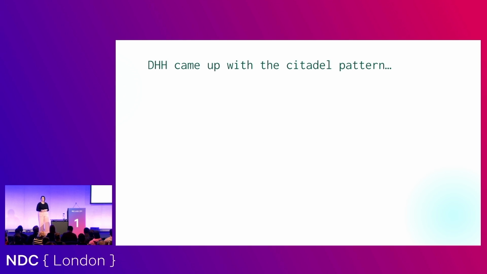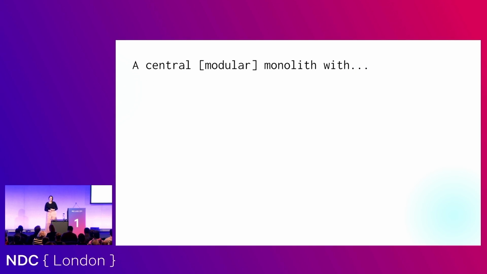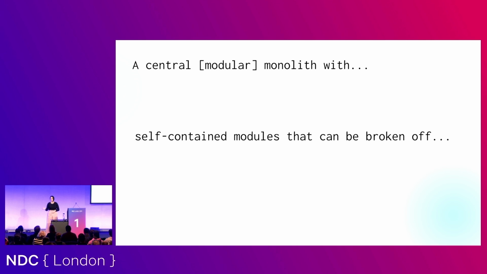Now, DHH came up with the Citadel pattern. I don't think that's a good name. It doesn't evoke what I'm trying to do. So, introducing the satellite pattern. I'm giving you all my latest patterns today. Think of a central application, which doesn't always have to be a modular monolith, with self-contained modules that can be broken off. If you've got your monolith, you can tease something out, make it a module, and then break it off, and they become satellites. So this is starting to become partially, incrementally distributed.